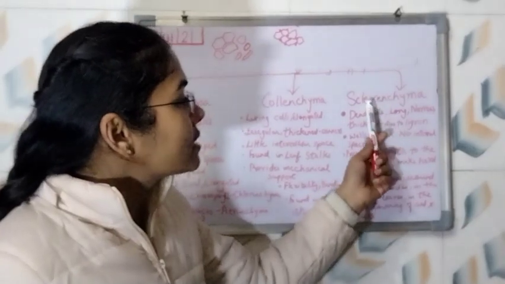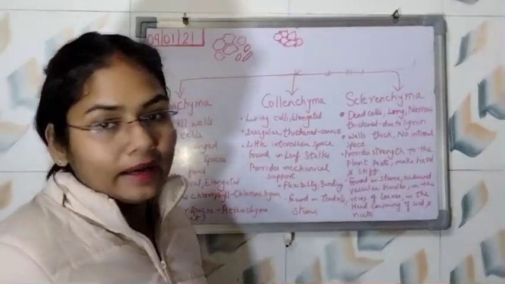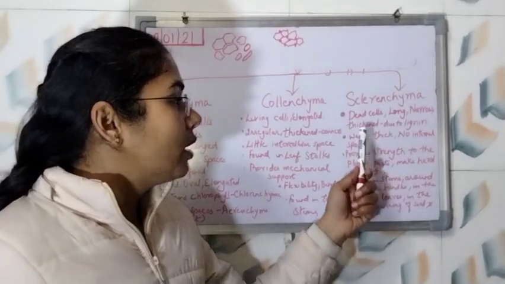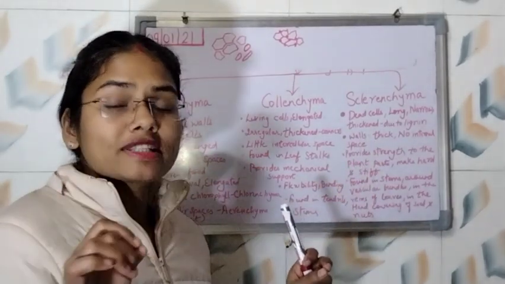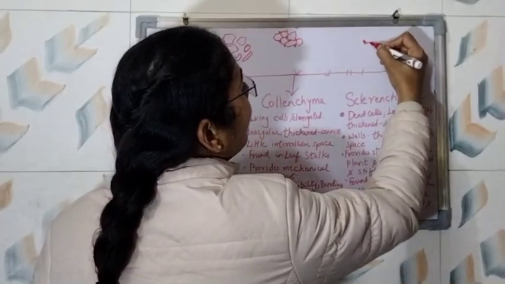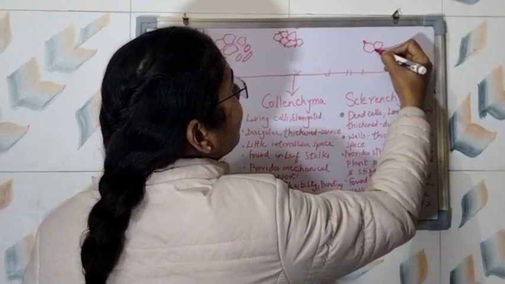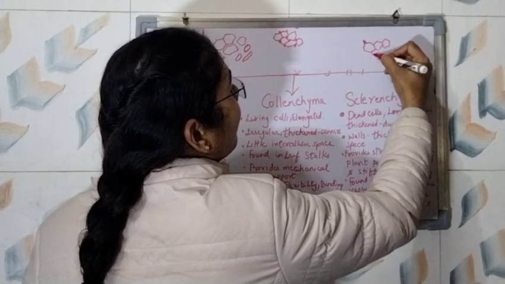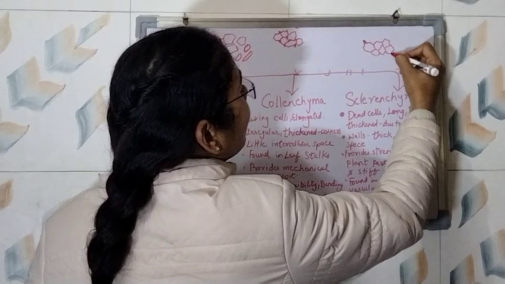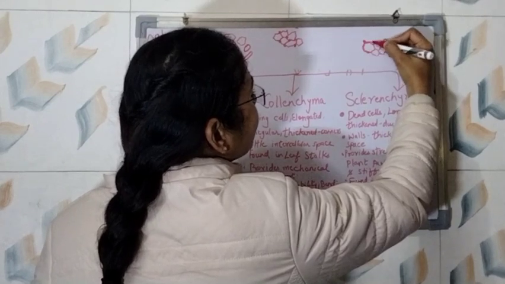The third type is sclerenchyma, right? In sclerenchyma the cells are dead, right? And it can be long and narrow, and its cell wall is thickened, right? So here, the upper layer is totally thickened, right?